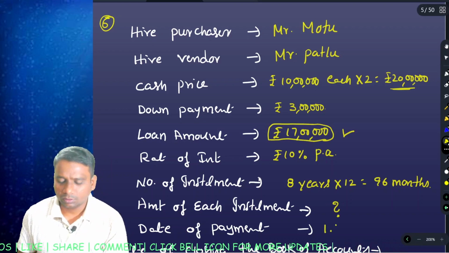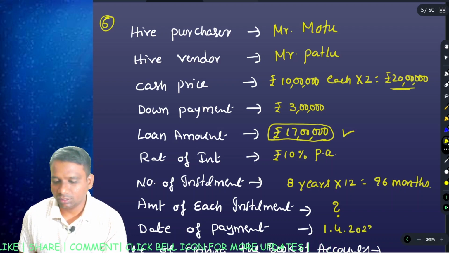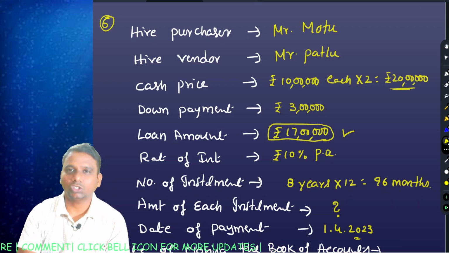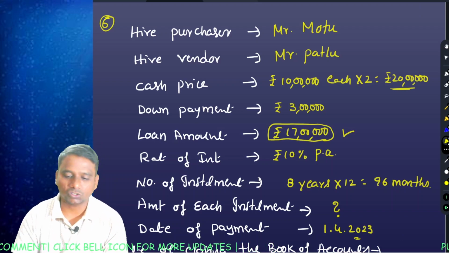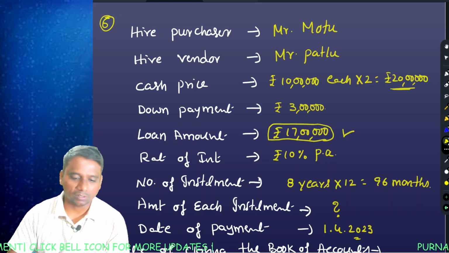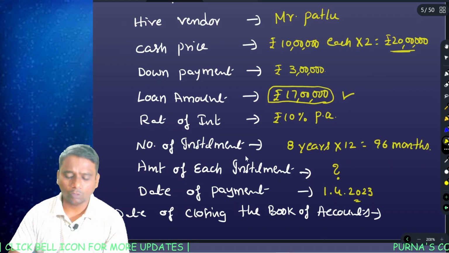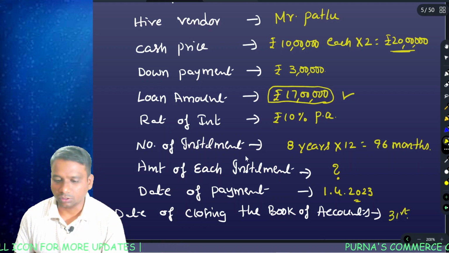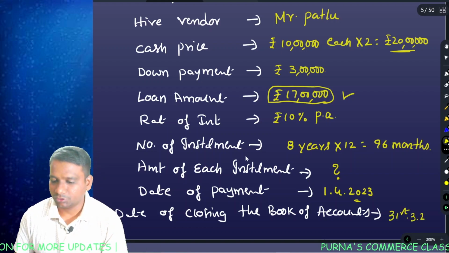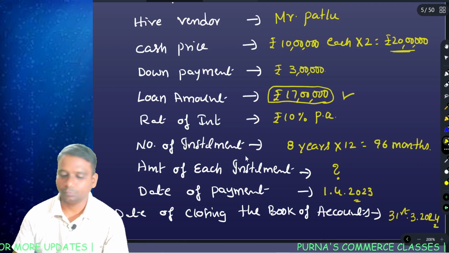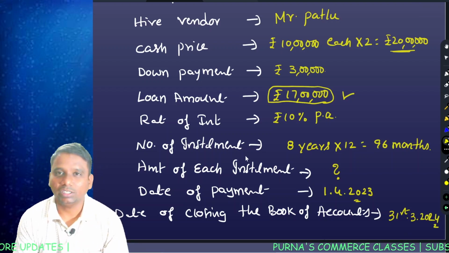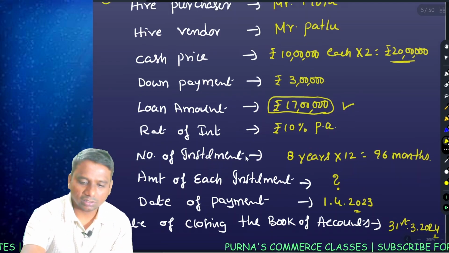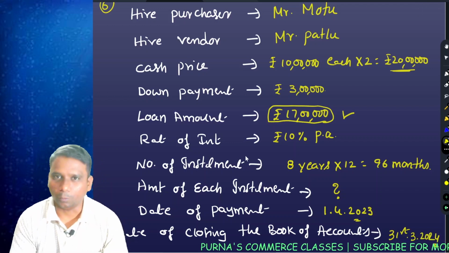Let us assume 1/4/2023. 1/4/2023 onwards we should start making payment. Our first installment date is 1/4. Okay, right. Next, date of closing the books of accounts. Let us assume the date of closing the books of accounts is 31st March 2024. This is the date of closing the books of accounts. Assume for the time being. Okay. So these are the various details you should know.